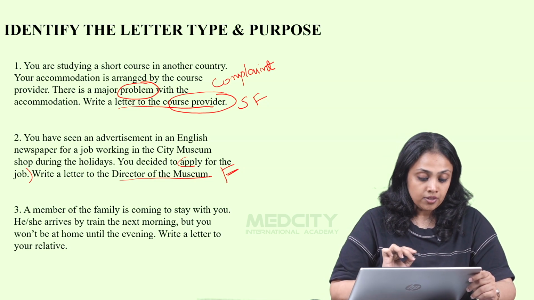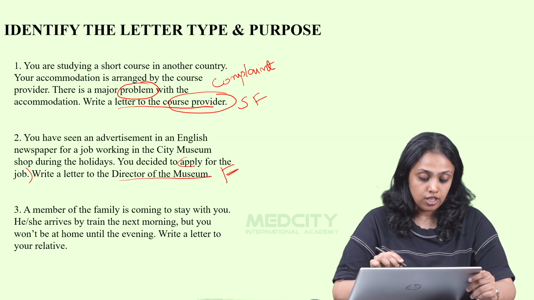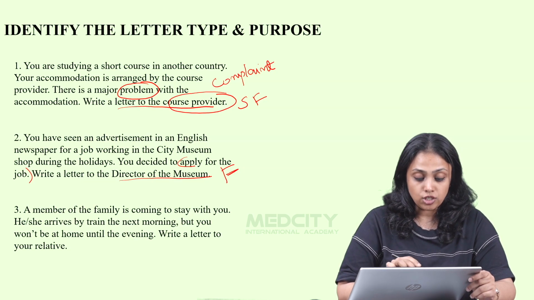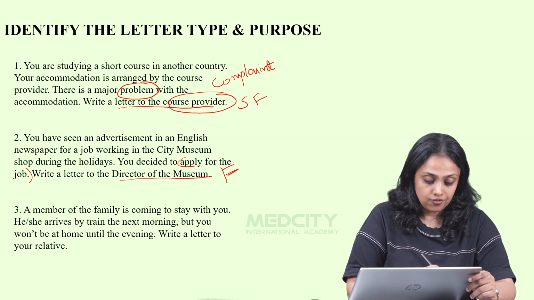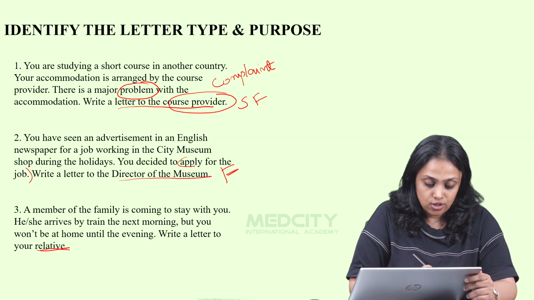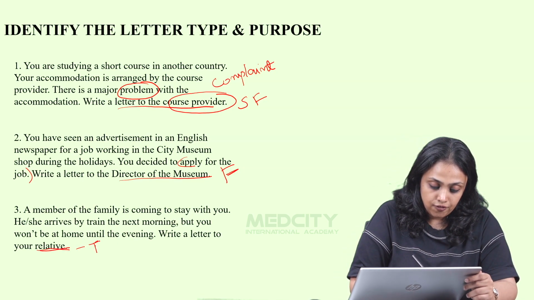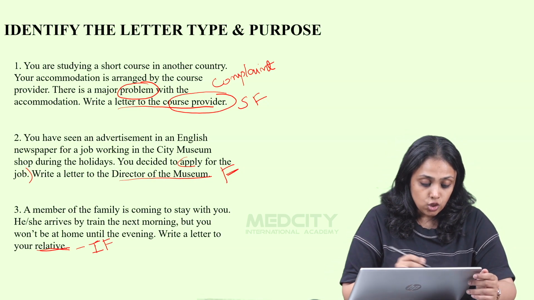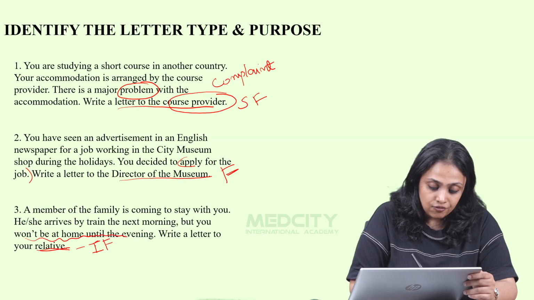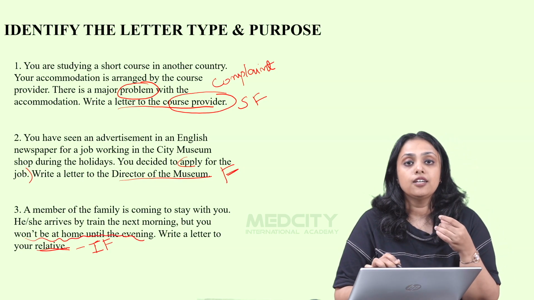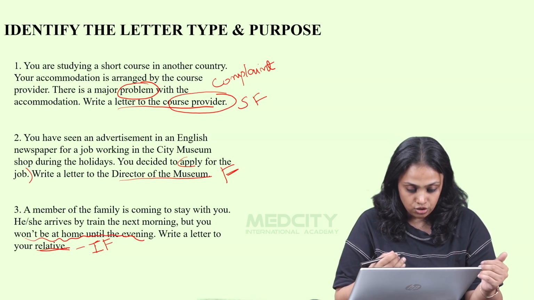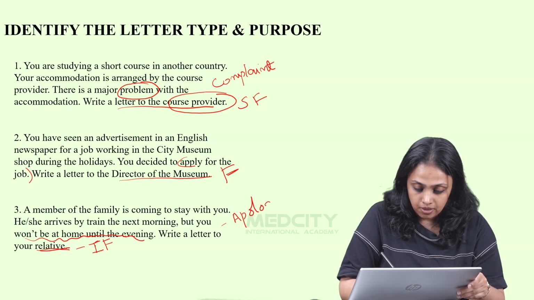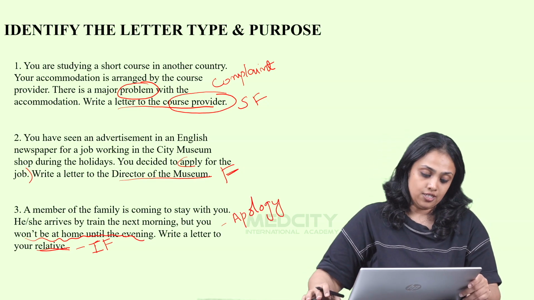Now the third one: a member of the family is coming to stay with you. He or she arrives by train the next morning, but you won't be at home until the evening. Write a letter to your relative. So relative, again, family members, so this will be an informal letter. And what is the purpose? You won't be at home until evening, so actually this will be a kind of apology. Your relative is coming to see you, but you won't be there at home. You're apologizing for the inconvenience caused.